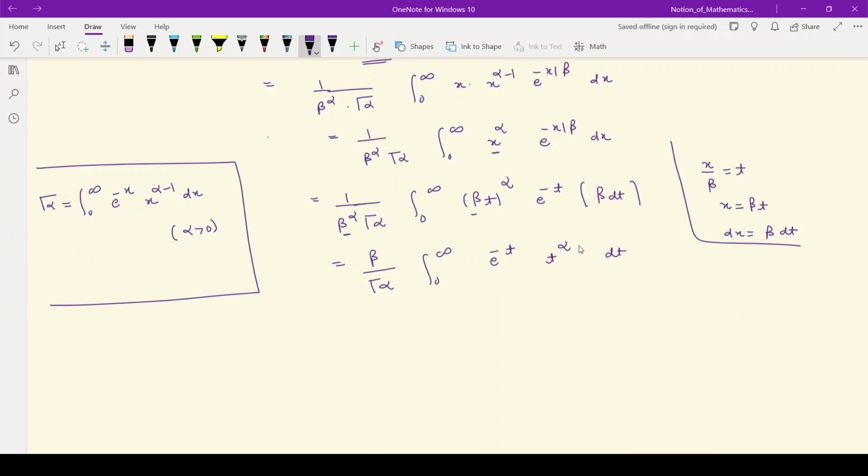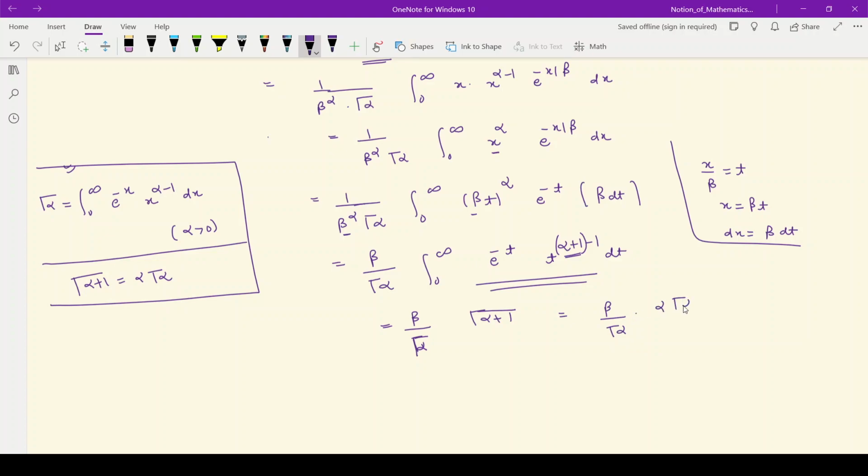So what I can do here, I can write it like alpha plus 1 minus 1. So it would be like this one, t to the power alpha plus 1 minus 1, and easily we may write beta upon gamma alpha as it is, and this whole term will now be equal to gamma alpha plus 1 by using this particular formula. And one more formula is here, that is gamma alpha plus 1 is alpha gamma alpha. So I can write it beta upon gamma alpha into alpha gamma alpha, the gamma alpha cancels out, and we get alpha into beta. So students, this is known as the mean of the gamma distribution.